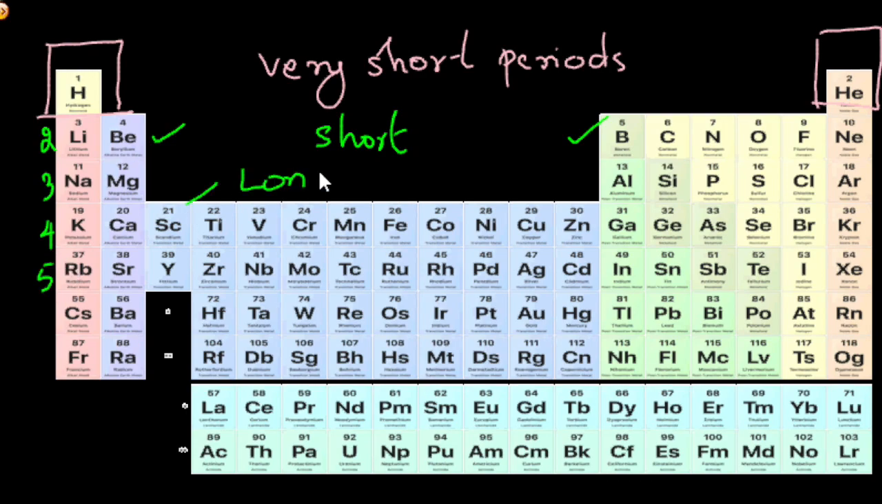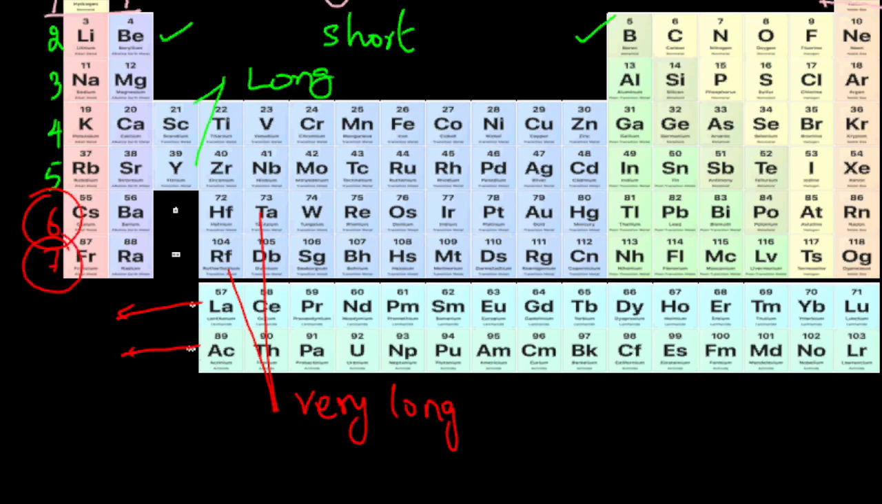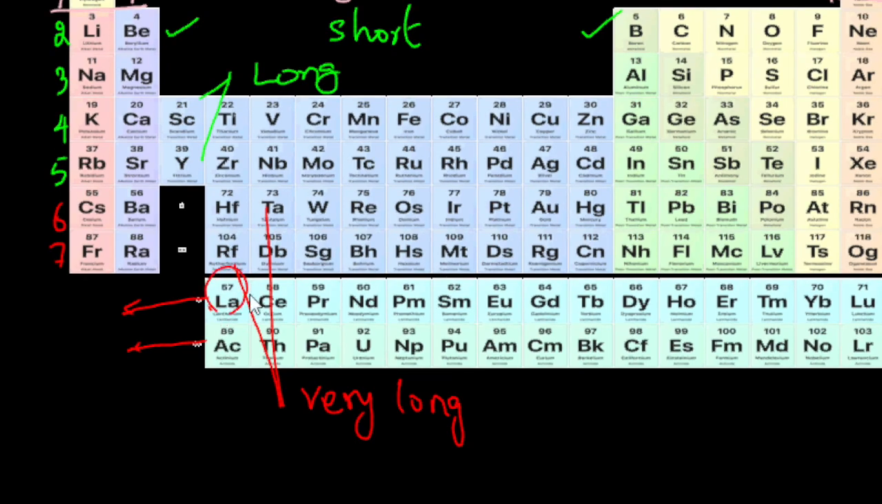Both periods 4 and 5 have 18 elements each and are called long periods, while periods 6 and 7 are called very long periods because they include 32 elements. Two rows demarcated separately in the periodic table also belong to periods 6 and 7.